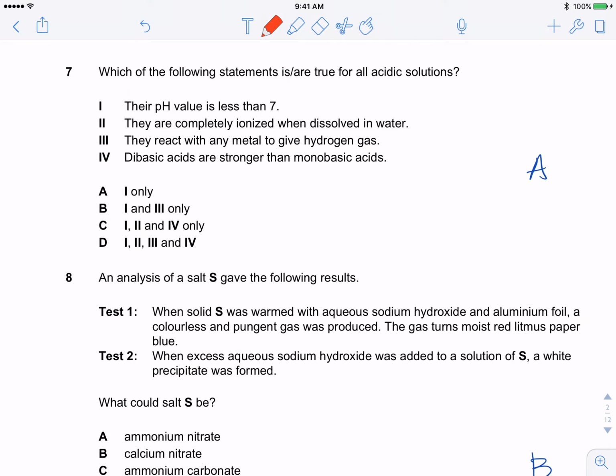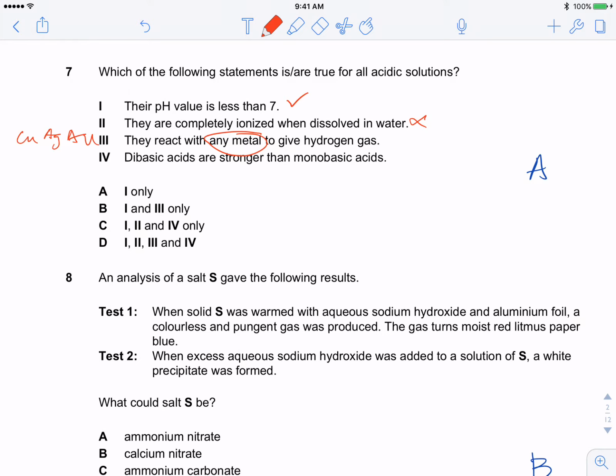Question 7. Which of the following statements are true for all acidic solutions? 1. All acidic solutions must have pH lesser than 7. That's true. 2. They are completely ionized when dissolved in water. This is not true because there are weak acids as well. 3. They react with any metal to give hydrogen gas. This is false because it's not any metal. Remember your copper, silver, and gold do not react with acids to give hydrogen gas.